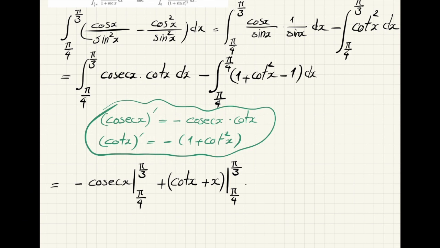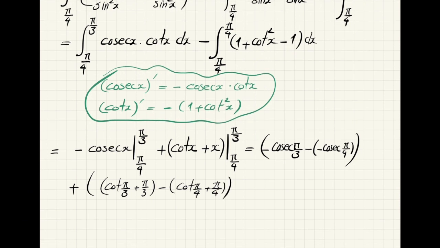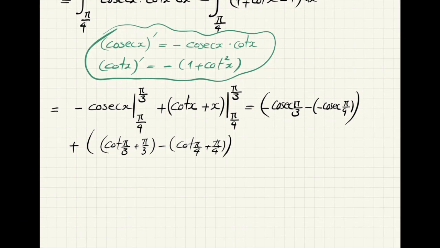Okay, so the first one becomes negative cosecant of pi over 3 minus cosecant of pi over 4. Yes, and then I have plus cotangent of pi over 3 plus pi over 3 minus cotangent of pi over 4 plus pi over 4. Yes. Okay, so we can calculate these numbers now.